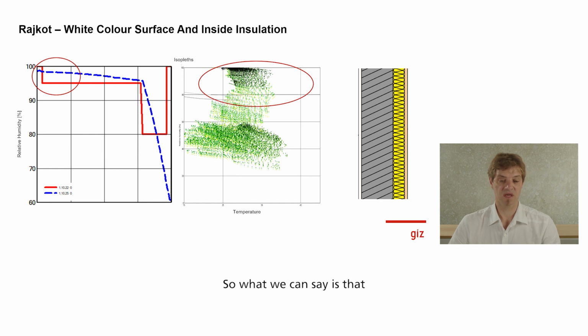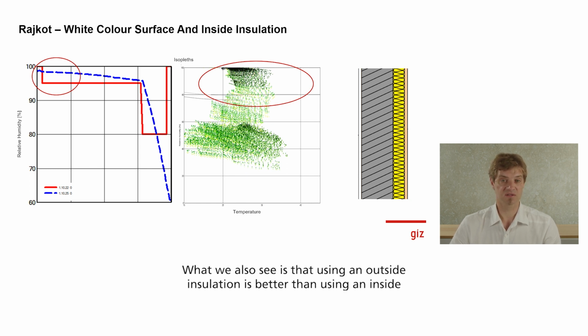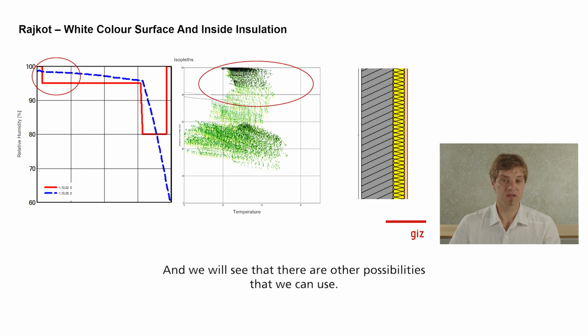So what we can say is that bringing a white surface here, which is good for the energy efficiency, might not be too good for mold growth, which should not happen. What we also see is that an outside insulation is better than an inside insulation in terms of corrosion on the system itself. And we will see that there are other possibilities that we can use.